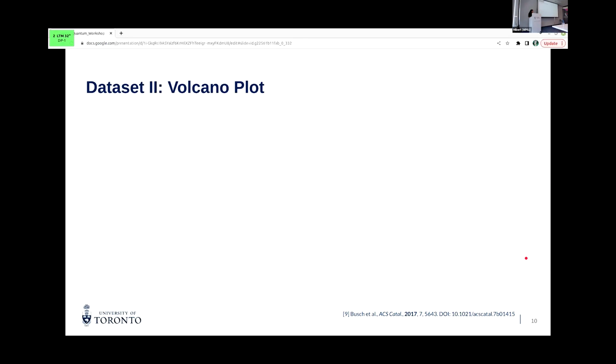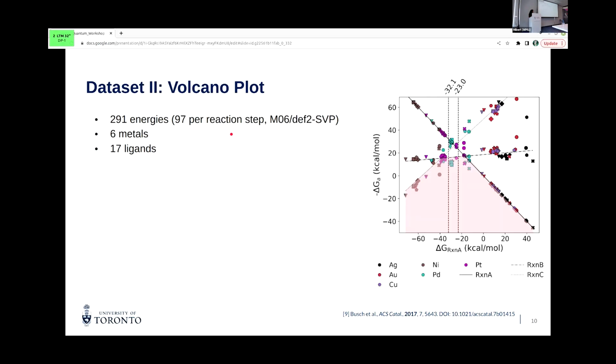So now we move on to a second data set. I decided to use this because we need the energies of all three steps in order to make a volcano plot. And unfortunately, the first data set didn't provide the energies of all those three steps. This one is smaller, 291 energies, but it has energies for all three steps, so 95 per reaction step, all from DFT. Same metals as before, and 17 ligands.